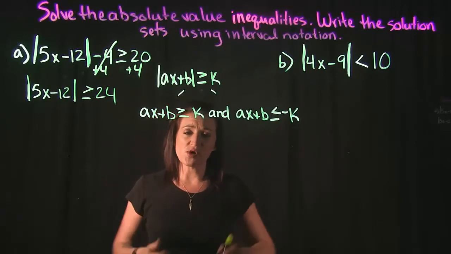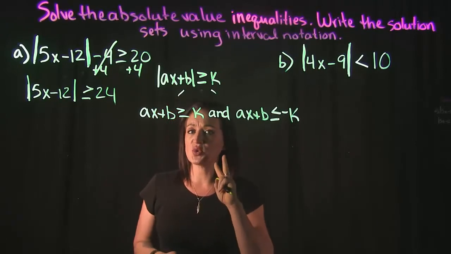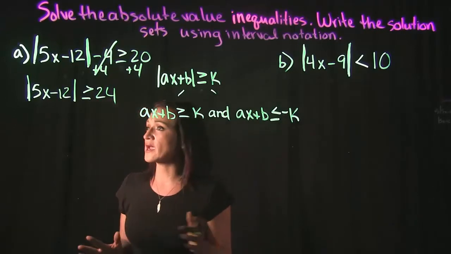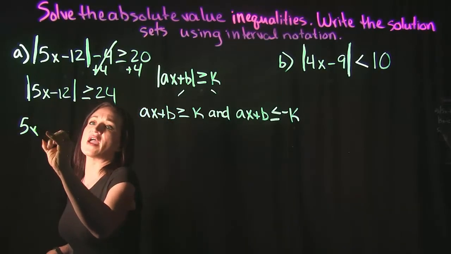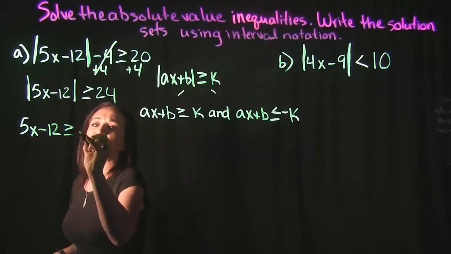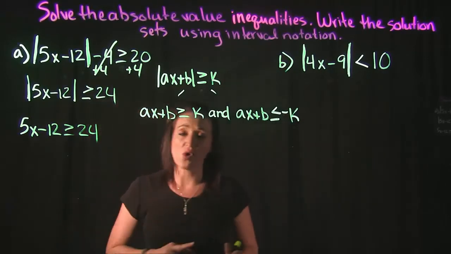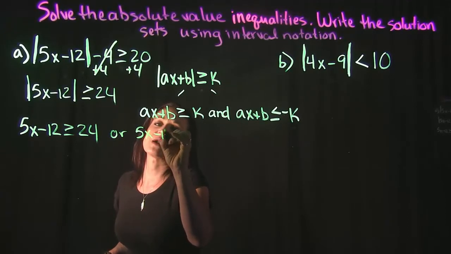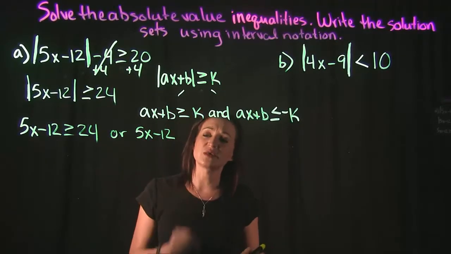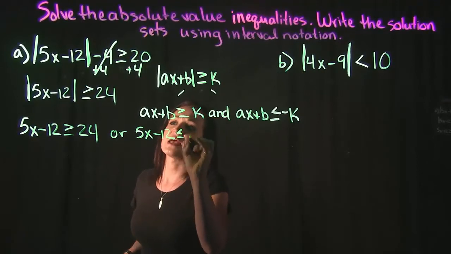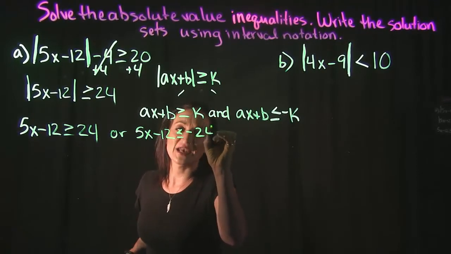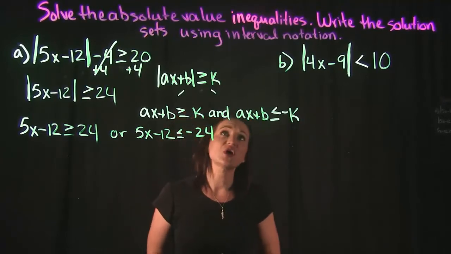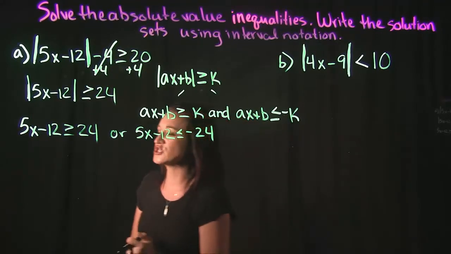At this point, this is where I'm going to create my two problems. The first one is going to look like our regular problem. So it's going to look like 5x minus 12 is greater than or equal to 24. Our second one is going to look like 5x minus 12, flip the symbol, change the sign, less than or equal to negative 24. These are the two problems that we are going to solve and then put our answer in interval notation.